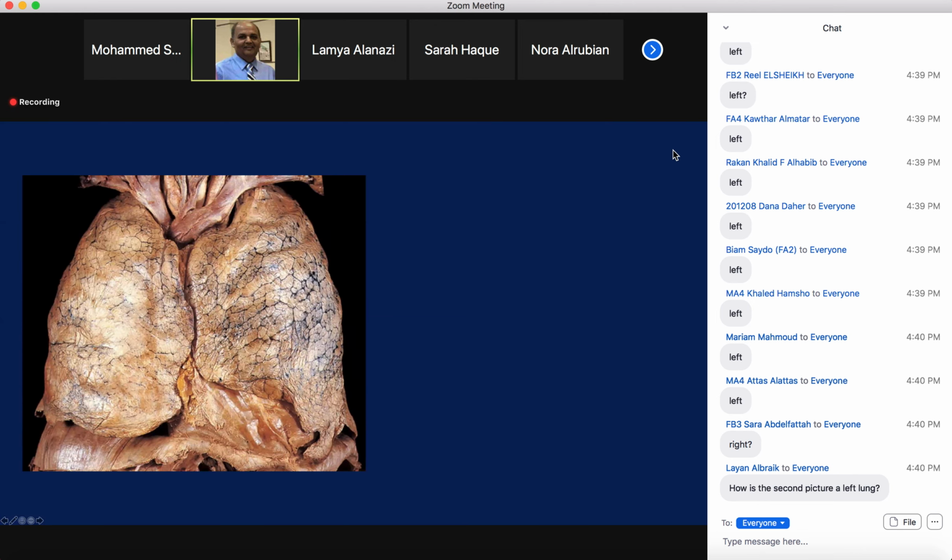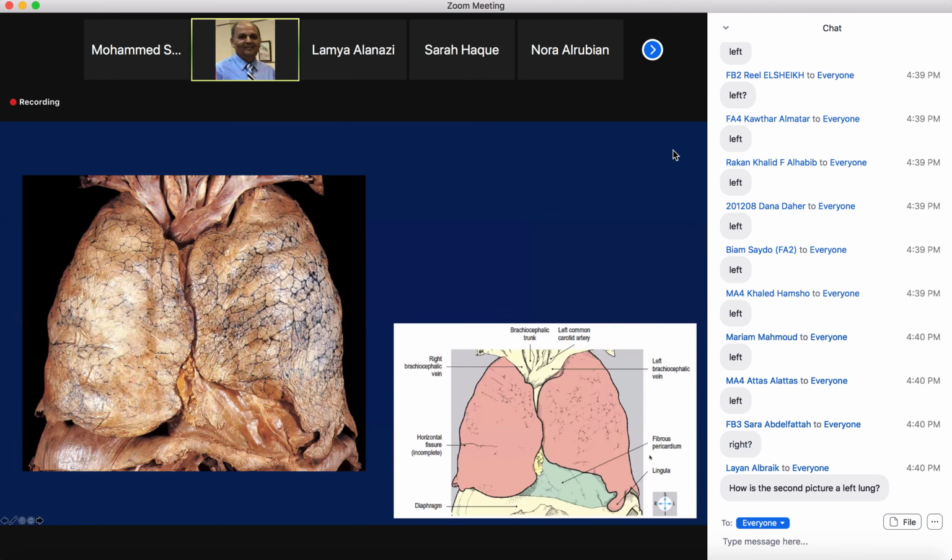Now, look at it. Same. You can see the left lung, you can see the right lung, and then you can see the lingula, you can see the cardiac notch. You can see the heart shadow, you can see the diaphragm. And there it's the same explanation of the same image.